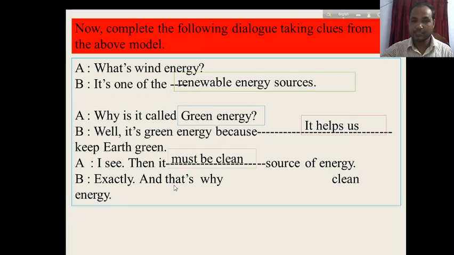And there is last question for you. Exactly. And that's why dash clean energy. Write the correct answer. I hope you are brilliant enough to fill the gaps. It's also called clean energy. Now you can make sure what's your answer. Okay.